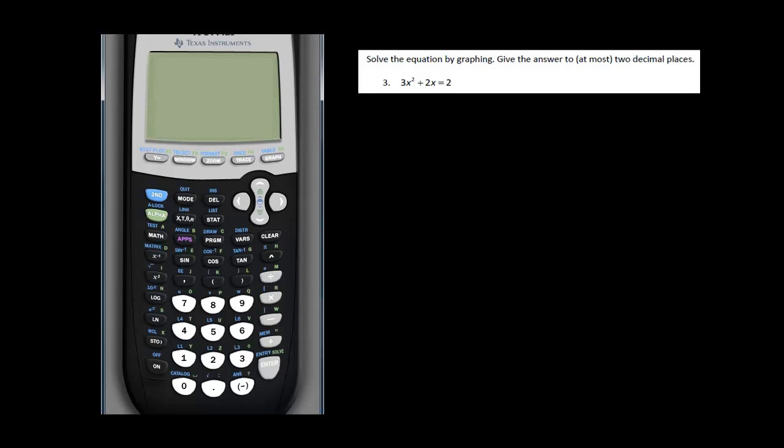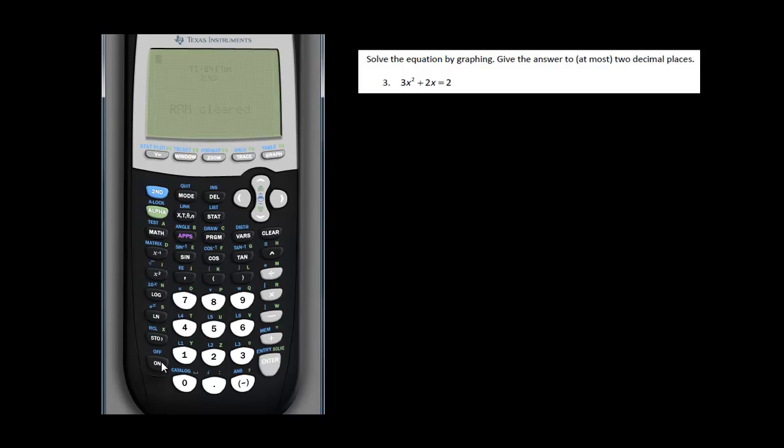Number 3, we're going to be graphing. So let's move this over, get our calculator out. So let's plug this in. 3x squared plus 2x. And then this 2 over here, we're going to be moving to the left-hand side. So it's going to be minus 2. So we hit graph.